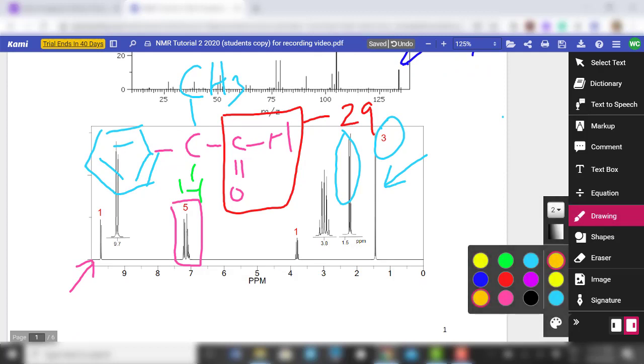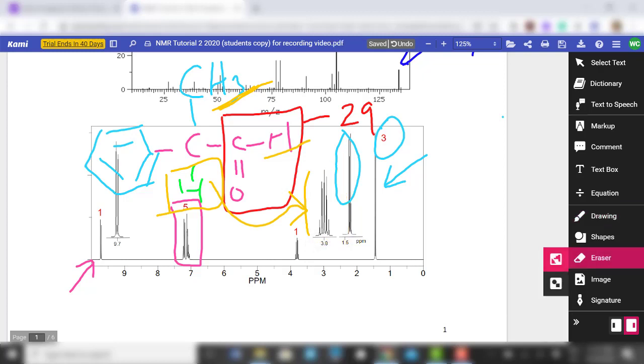Let us do a final check. I have a pretty nice little quintet here, so if I do a quick count, I have 1 proton, 2, 3, 4, and therefore this H is likely to be split into a quintet. And having a chemical shift of about 3.8, does it make sense?